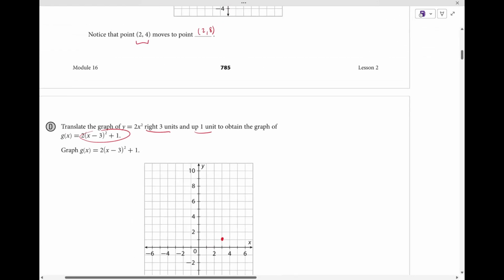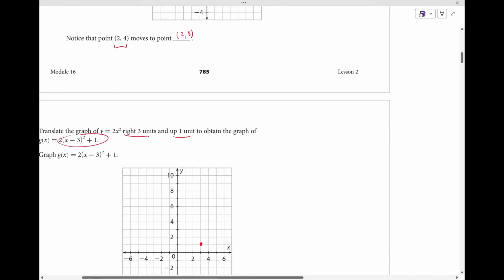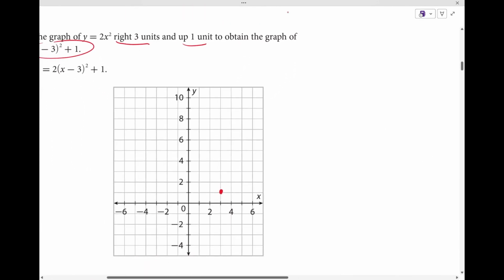All right. And then I had the point (1, 2). It would have been right here. So I'm going to move it to the right 3: 1, 2, 3, up 1. Here we go. So that's the new point. The point (-1, 2) was on my graph. So 1, 2, 3, up 1. Here we go.